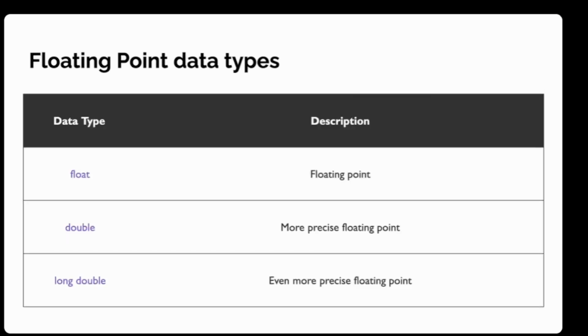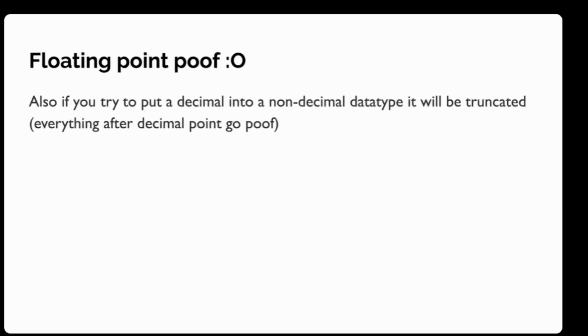But anyways, here's a floating point. Double is more precise. I forgot how many decimal points actually. And long double is even more precise. So if you try to put a decimal into a non-decimal data type, like 7.5, it'll be truncated. So 7.5 will become 7. 7.9 will become 7. Basically round down.